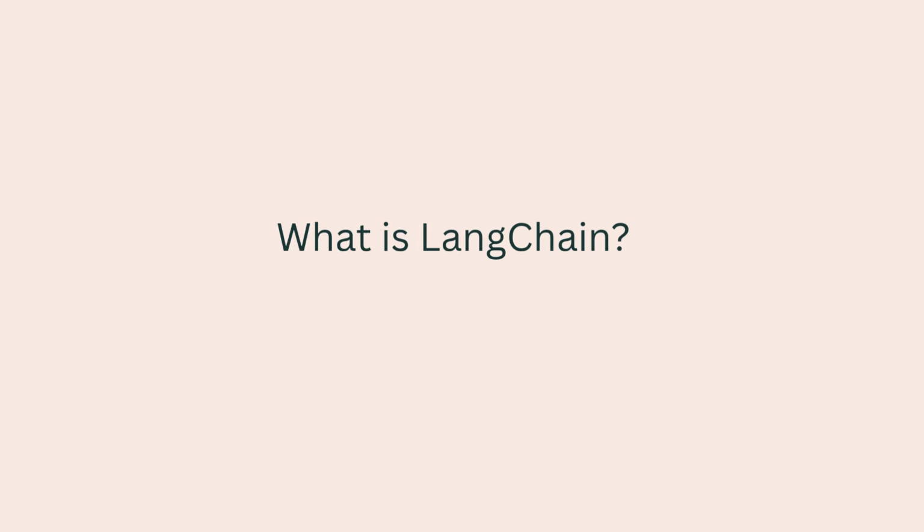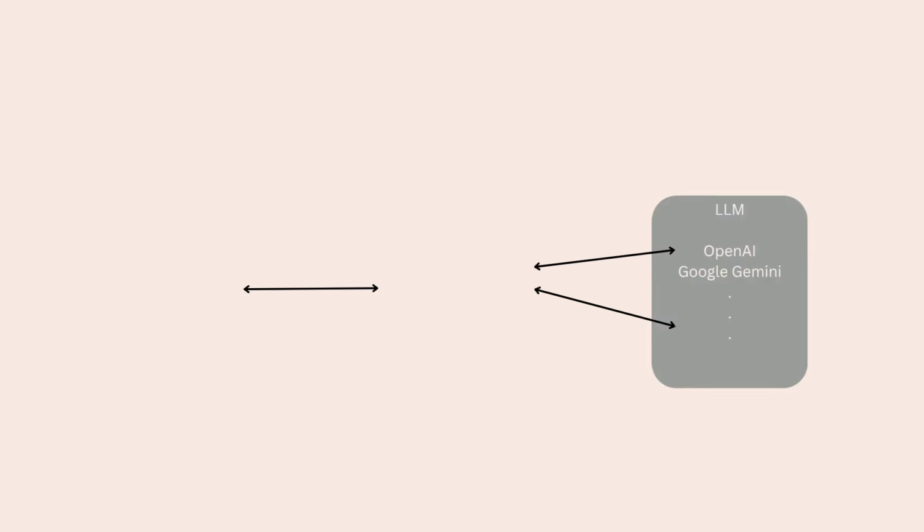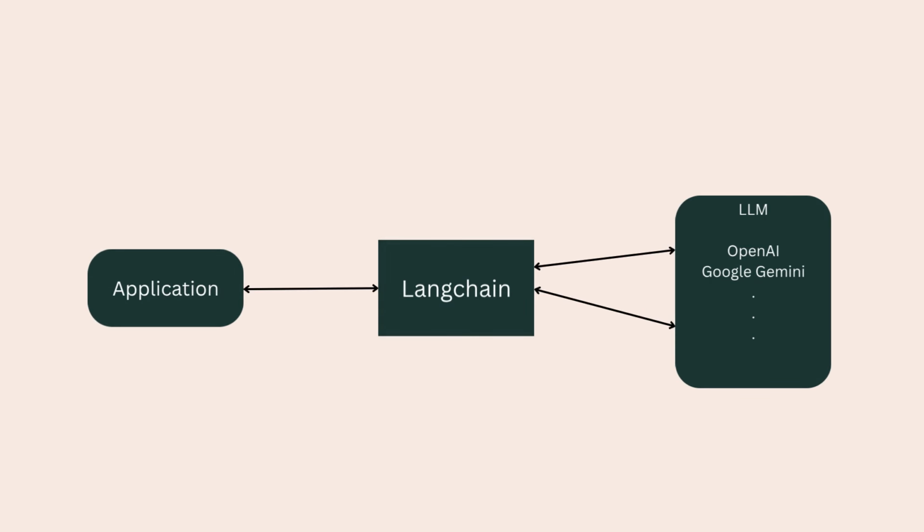Think of it like a brain behind the scenes that knows how to use past conversations and pull info from documents or databases. Basically, the application is connected to LangChain and LangChain is connected to the LLM. There are different types of LLM like OpenAI, Google Gemini, Cohere, and so on.